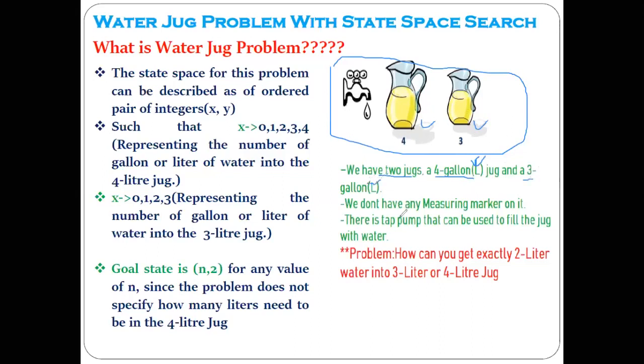Now, one important thing related to these two jugs is what? There are no markings on the jugs. You should keep this in mind, because it will be required to solve the problem. There are no measuring marks. What do you mean by measuring marks?